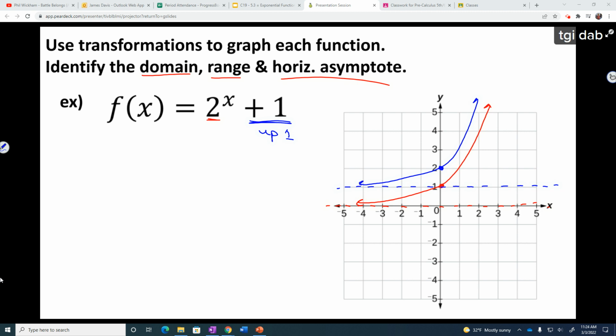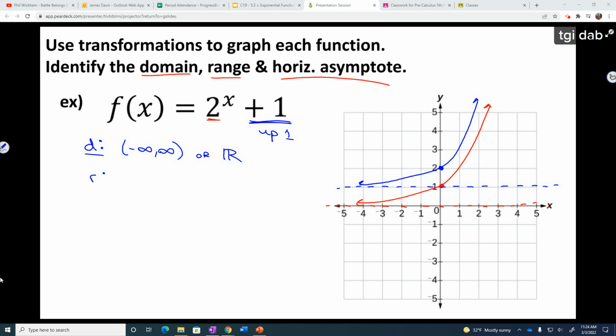Just make sure you never cross the asymptote. Never cross it. That's it. Now we just need to identify the domain, the range, and the asymptote. The domain on these will be easy because it's always the same. No matter what you do to this function, it's still going to go all the way to negative infinity and all the way to positive infinity in the x direction. So that will always be negative infinity and positive infinity. You can just write all reals if you want to as well.